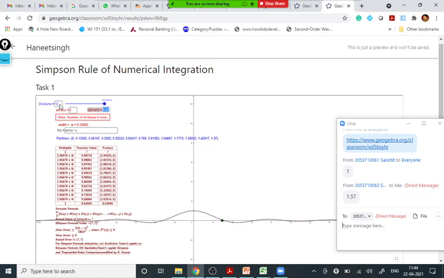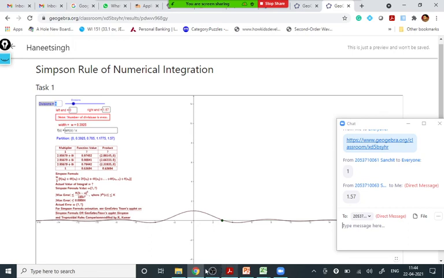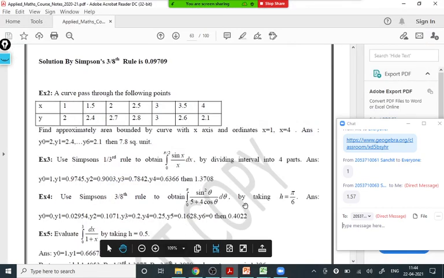And how many intervals were given? 4. N equal to 4. So n is equal to 4 or h equal to 4. That also matters there. We have to check. So n is 4. So h is pi by 6. Okay, pi by 6 means n is 4.